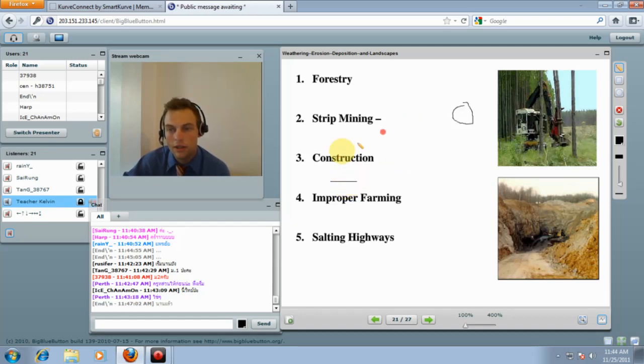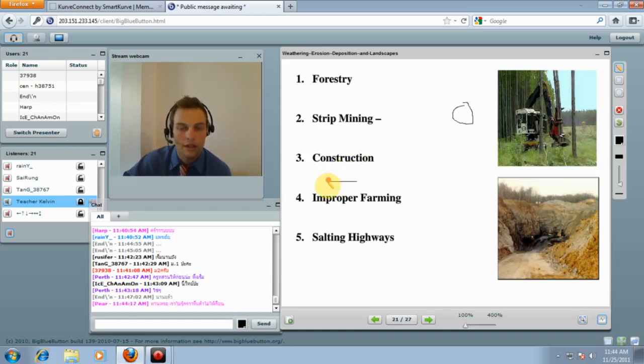So it's important to know that when you use construction with large machinery, in a lot of areas it can compact the soil, which just means to crush the soil so that water can't get in, and that's really bad for plants and animals. Improper farming, same kind of thing.